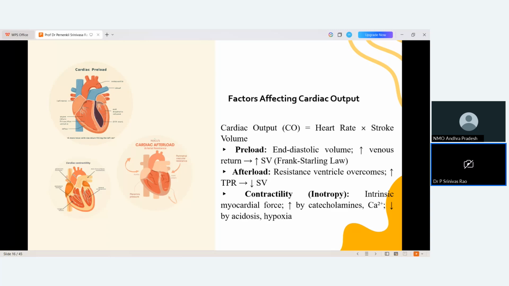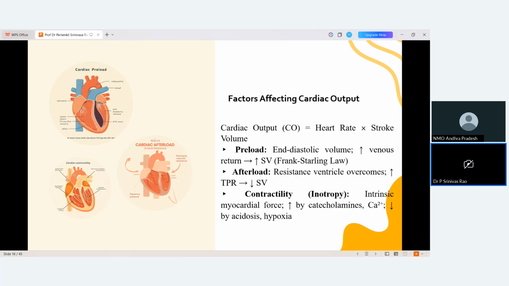What are the factors affecting the cardiac output? I told you the formula, heart rate into stroke volume. So heart rate, I think you all know. How is the heart rate regulated? It is regulated by the sympathetic, parasympathetic, and also by the preload and afterload. So what is preload? Preload is the end diastolic volume. When the heart, before it contracts, the volume of blood which is present before systole, that means at the end of diastole. So what is the preload?